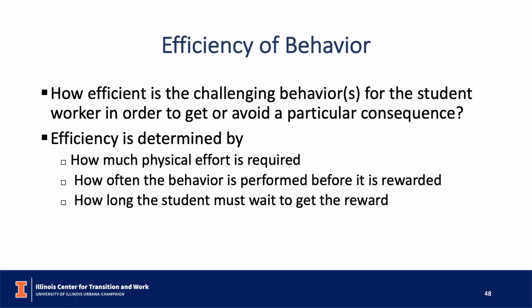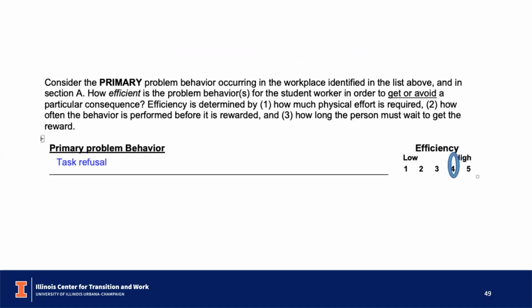And next, we want to look at the efficiency of the behavior. So how efficient is the behavior for the student to get or avoid a particular consequence? We determine efficiency based on how much physical effort is required, how often the behavior is performed before it's rewarded, and how long the student has to wait to get the reward. In Tony's case, the primary problem behavior of task refusal is pretty efficient. He doesn't have to put a whole lot of physical effort into it, but he gets his reward right away because he walks away and refuses, and so he's not completing the task. So I would say that his primary problem behavior of task refusal is pretty efficient for him.